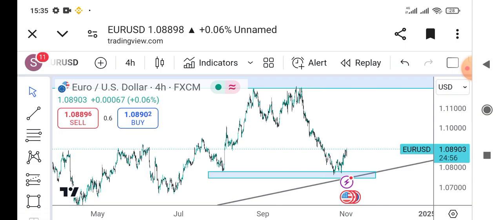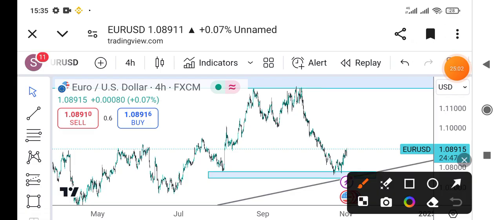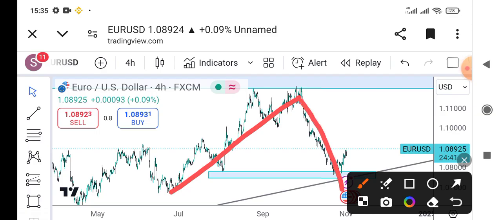So if you narrow down, you are able to see something. On this section, this was the correction of the market. Then we had an impulse. So we expect correction again. Is it clear?